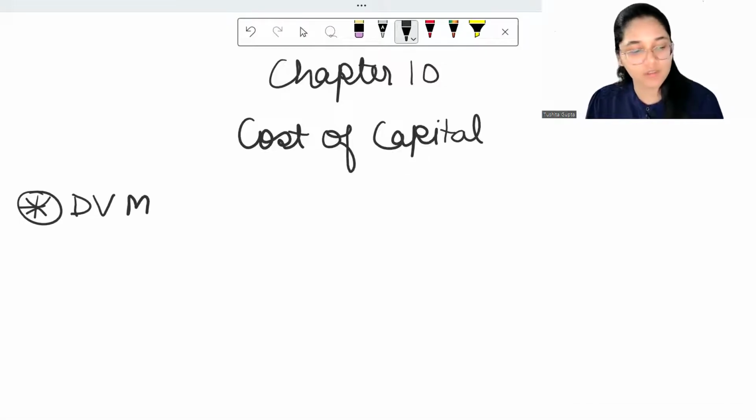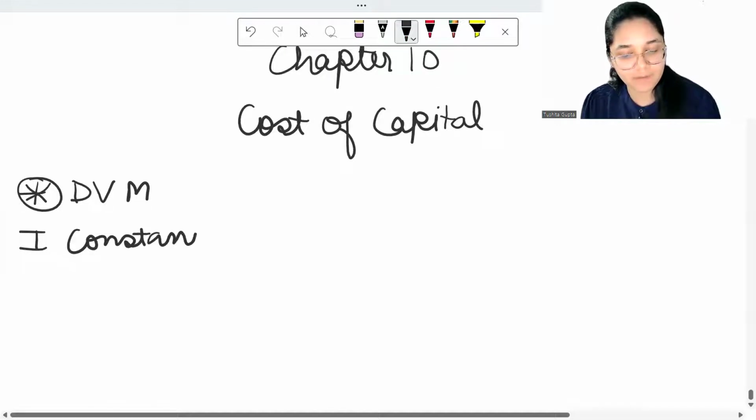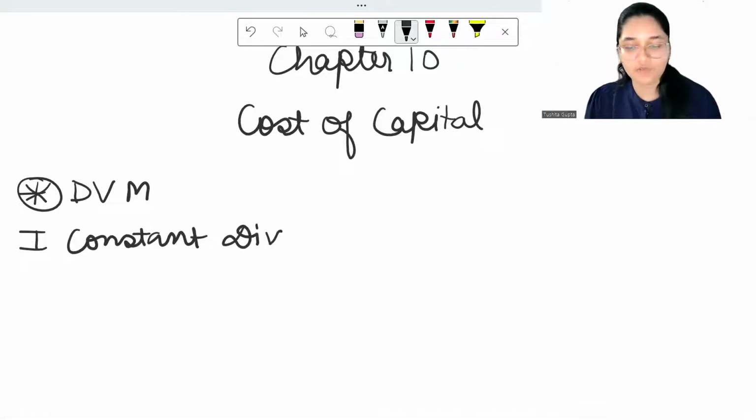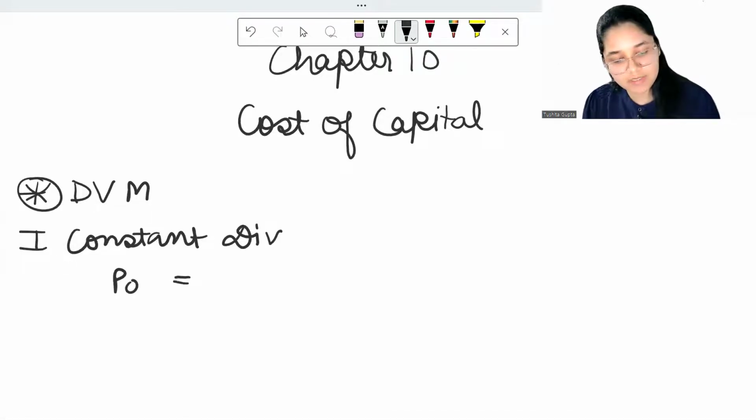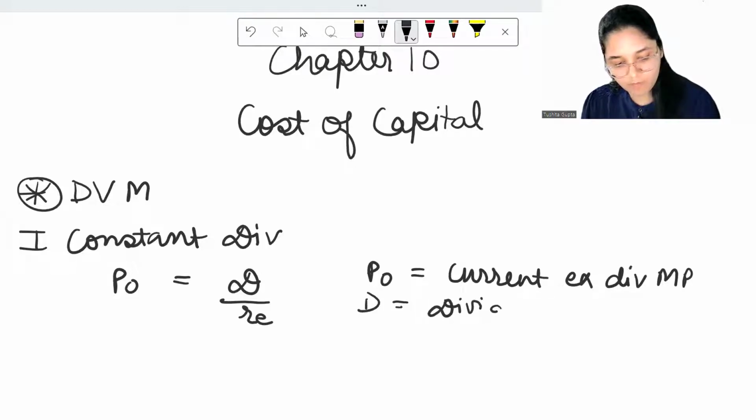So DVM model, there are multiple possibilities over here. So first possibility is if you have a constant dividend. So in case of a constant dividend, your P0 is equal to D upon RE. So over here, P0 stands for your current ex-dividend market price. Then D stands for the dividend. And then RE stands for the required rate of return of the equity shareholders.